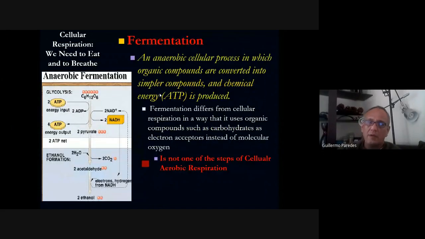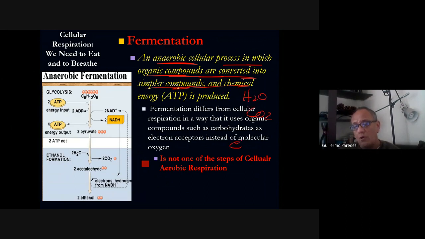Yep. Okay, all right, so let's talk about fermentation. Fermentation is anaerobic. We are using fermentation for what? To make alcohol, right? Do you know how to make alcohol? From potato, from any plant you can make alcohol. Fermentation is an anaerobic cellular process in which organic compounds are converted into simple compounds. Could be water, could be carbon dioxide, and could be alcohol. And they are going to produce some ATPs as well, right?